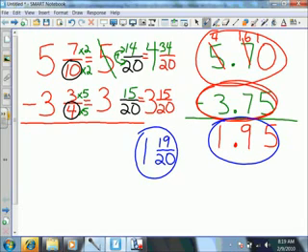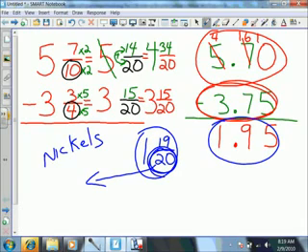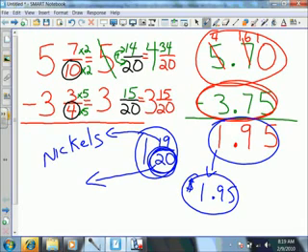Now, if you remember that nickels represents the 20, that means we have 19 nickels. Now 19 nickels is 95 cents. And don't forget our 1. There you go. A lot of work.